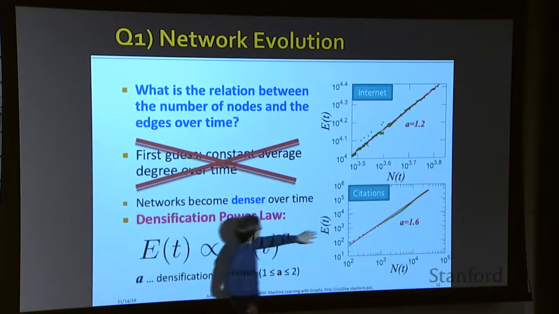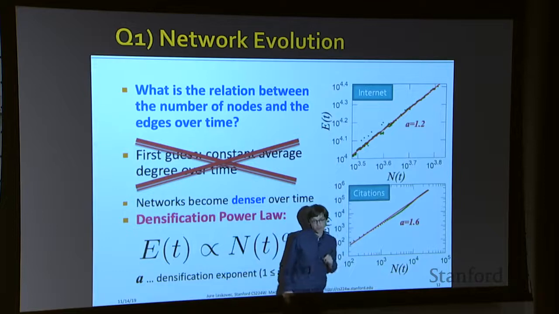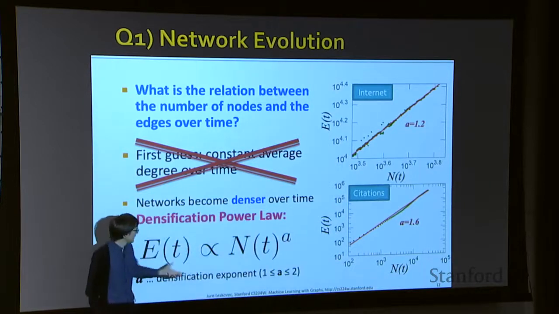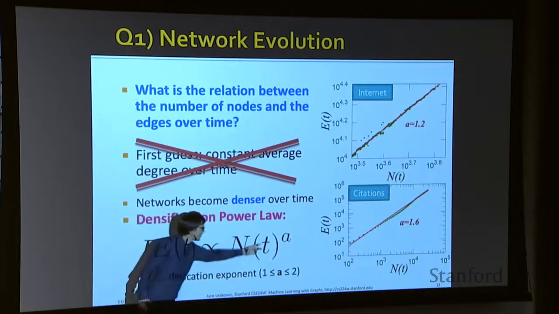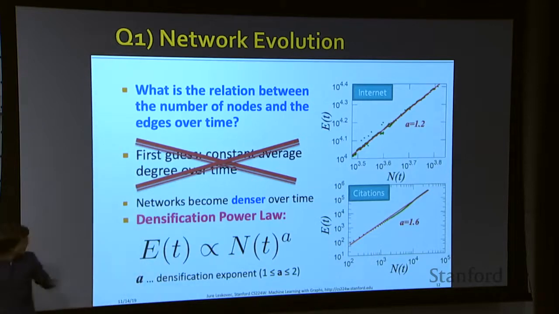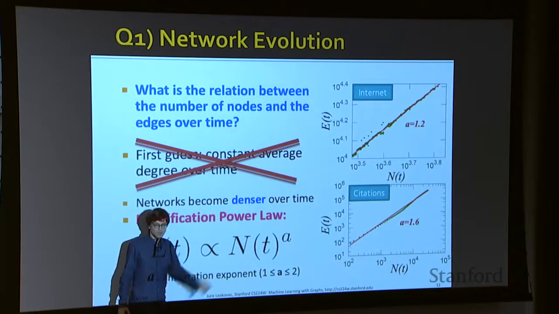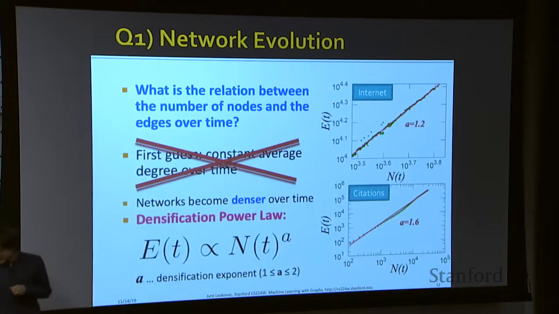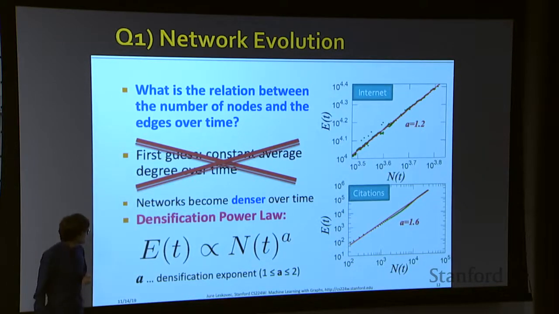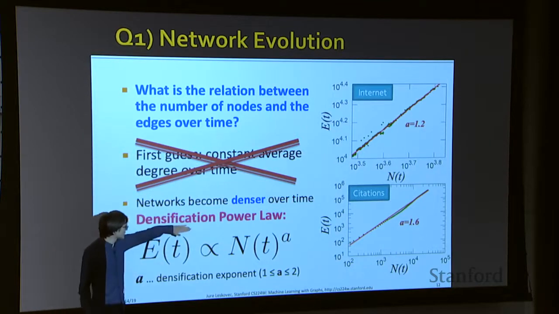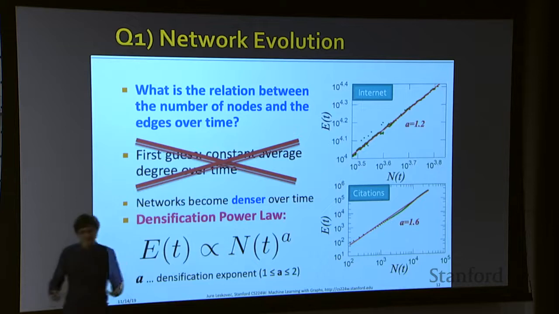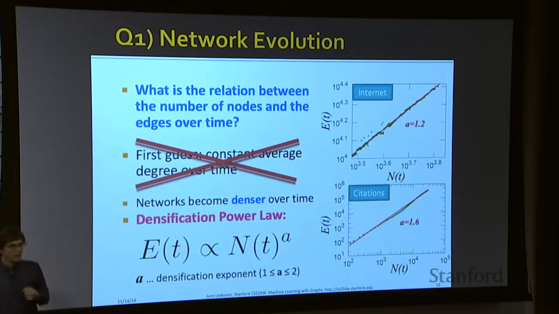It turns out that it's 1.6, 1.2. So it's bigger than 1. So it means that edges at a given time is nodes raised to some power a, and that power is non-trivial, and it's bigger than 1. So it means the number of edges is growing faster than the number of nodes, which means that the average degree in this network is growing over time. And that's why it's called the densification power law, because the network is getting denser. There are more and more connections in there.